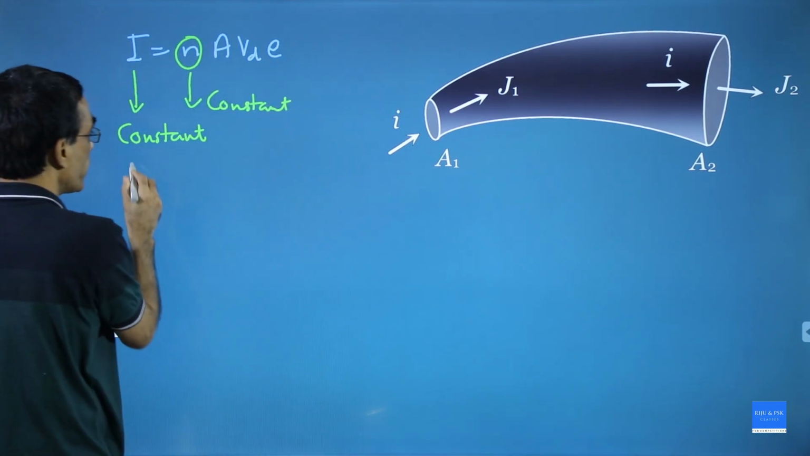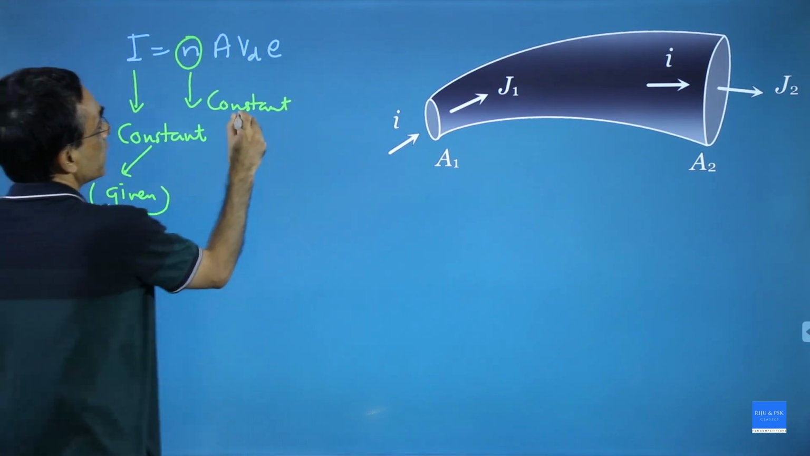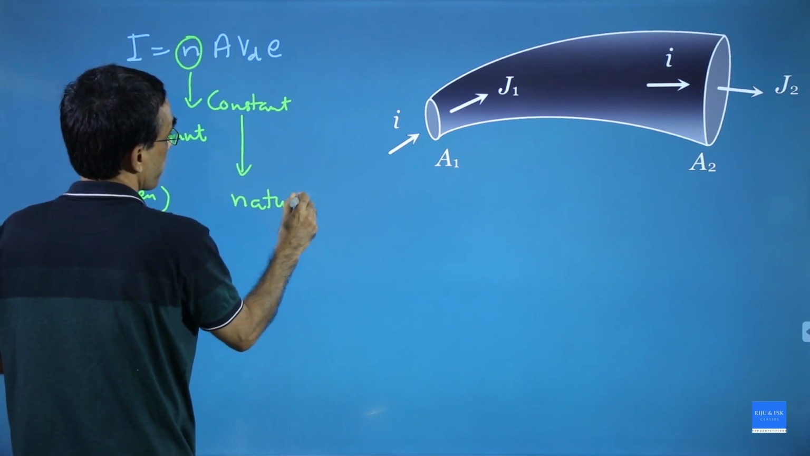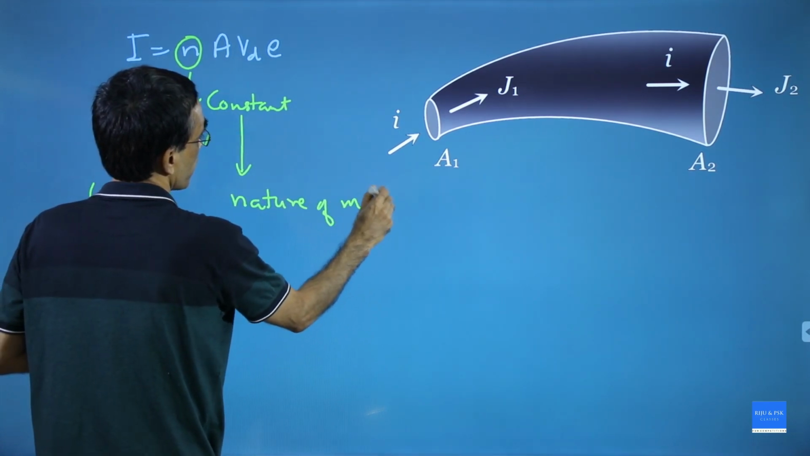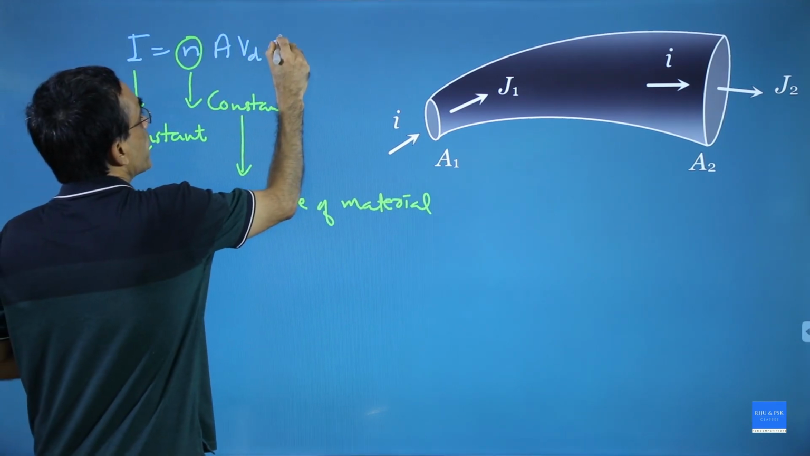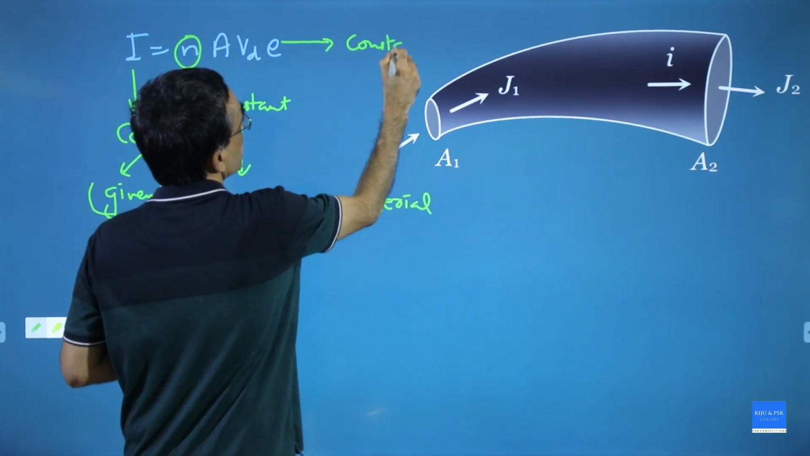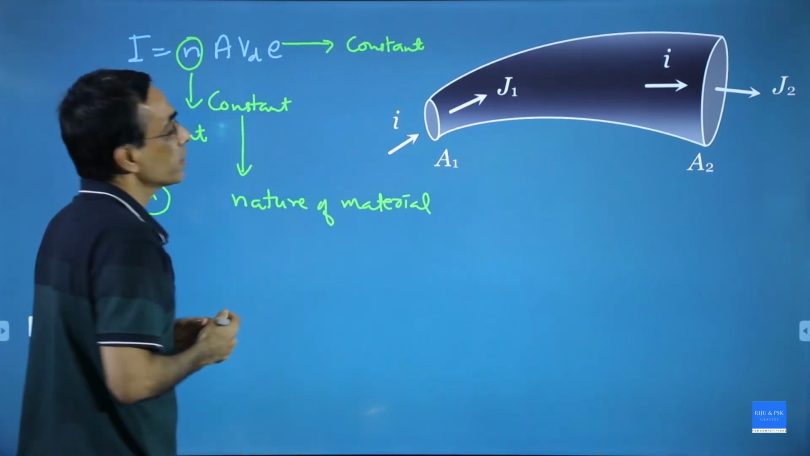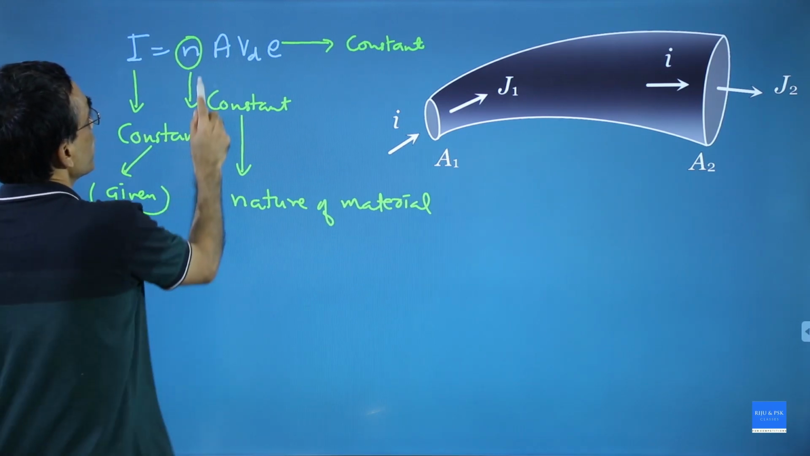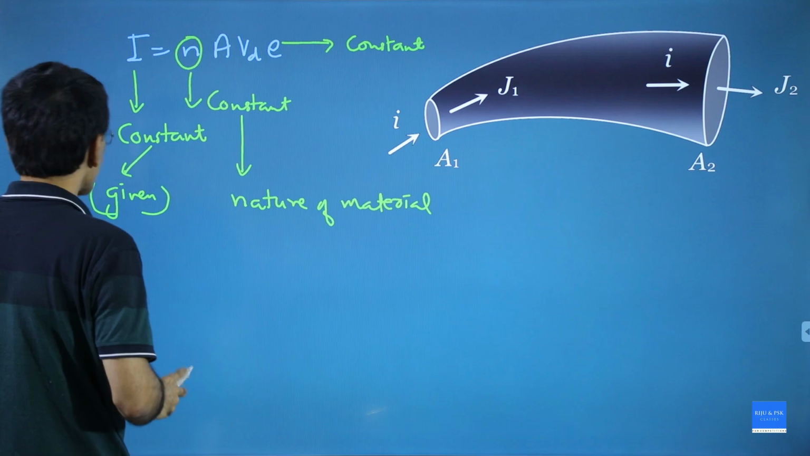Okay. Now why is this constant? Because this is given in the question. And why is this constant? Because it is the nature of the material. Now, what is e? Charge of the electron. This is constant. Whatever be the material, whatever be the condition, the charge of the electron is always constant. Then what does it mean? That means when I, n, e are all constant, I can rewrite it like this.